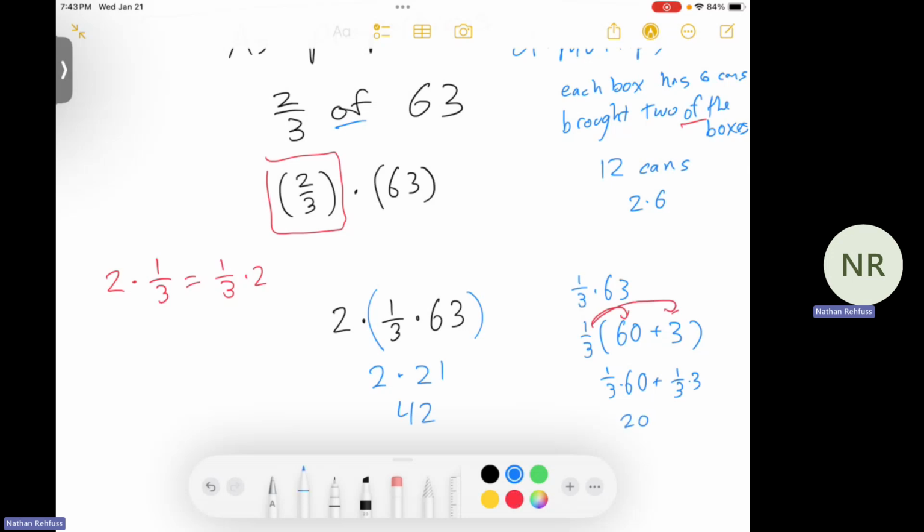1/3 of 60 is 20, and 1/3 of 3 is 1. So 1/3 of 63 is 20 plus 1. It's a number trick I like to use, distributing.